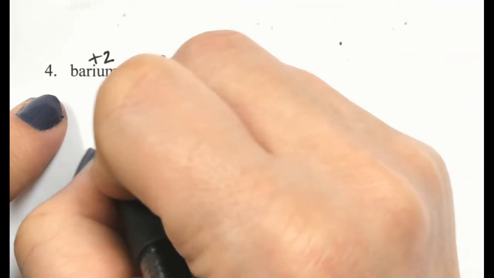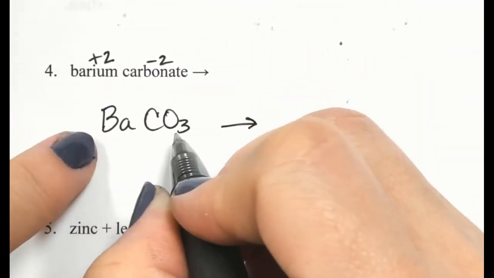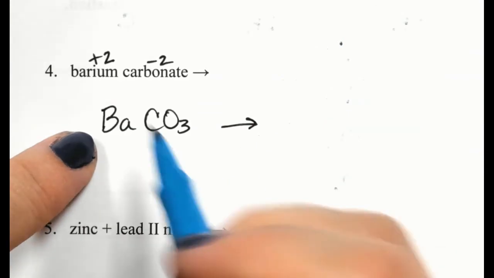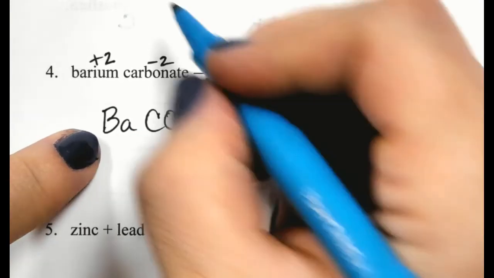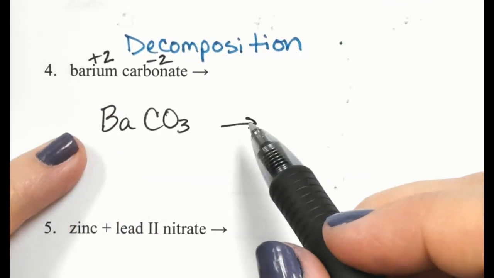Barium carbonate, if I were to translate it, I'd have +2 -2 on my barium and my carbonate, and +2 and -2 cancel. Because you have only one thing given, it's going to be a decomposition. Technically, this is as far as you could go.